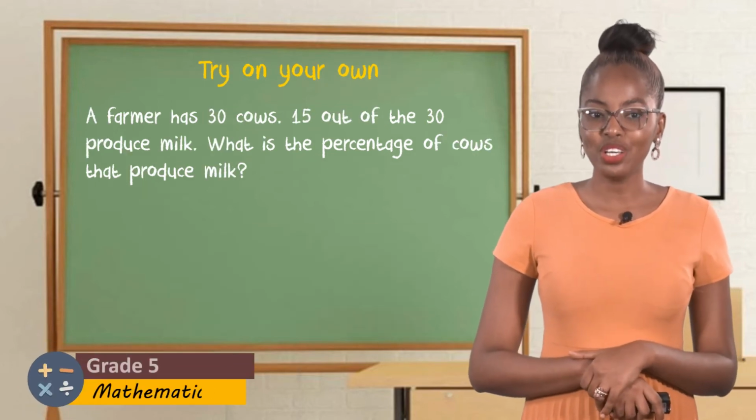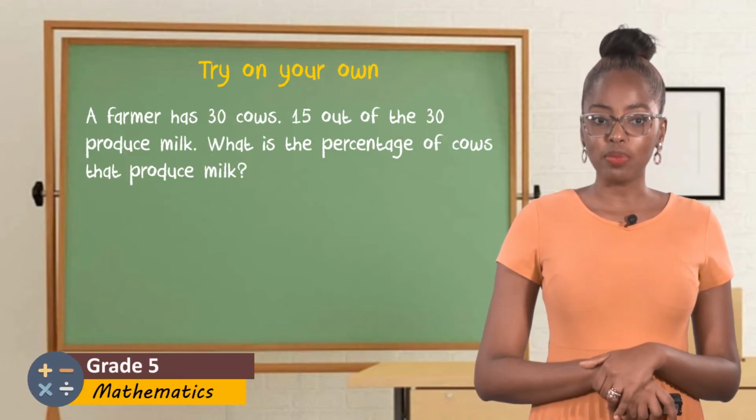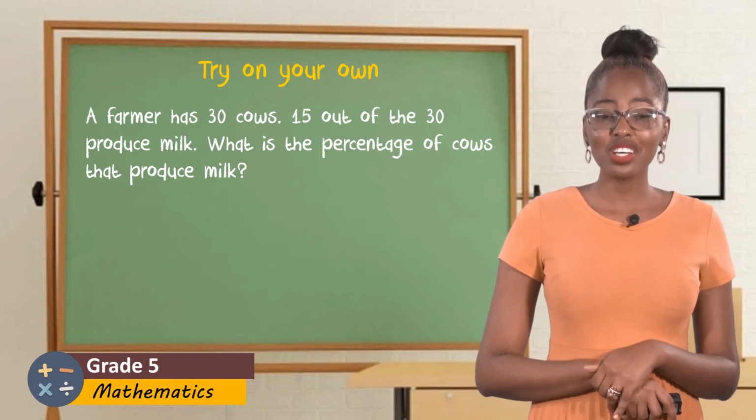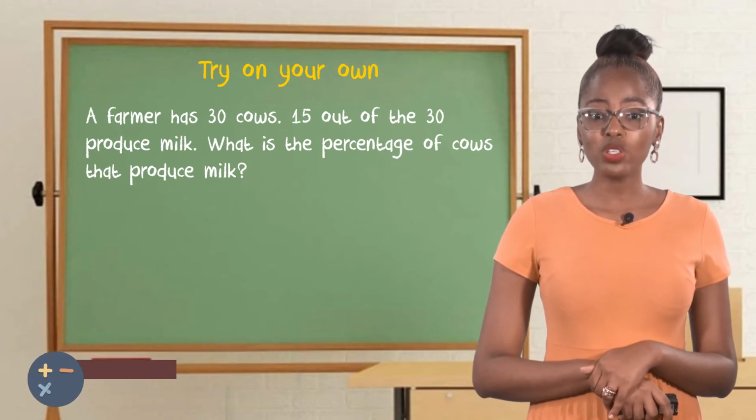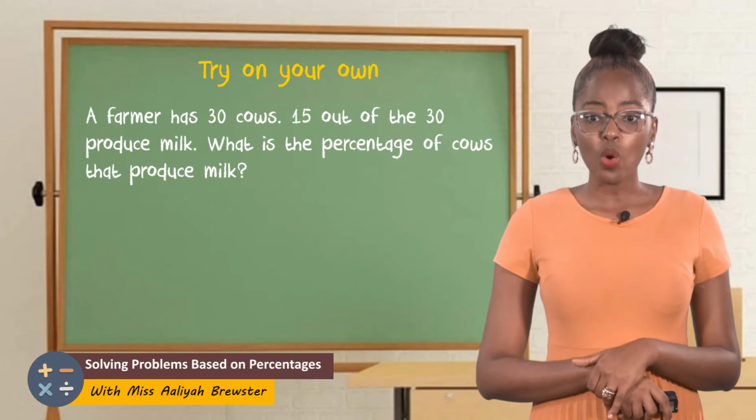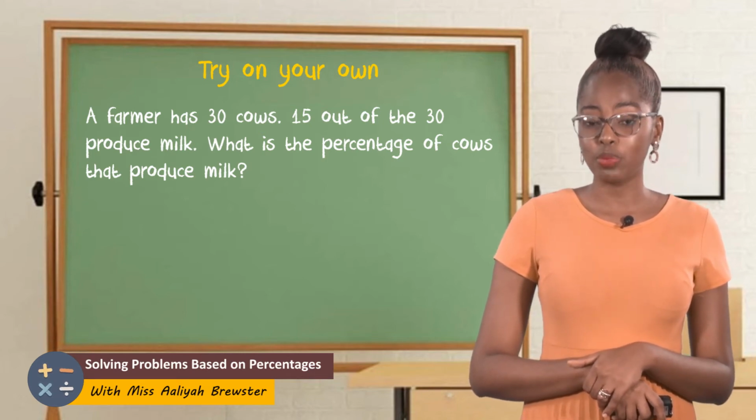Try this activity on your own. Solve these problems. A farmer has 30 cows. 15 out of the 30 produce milk. What is the percentage of cows that produce milk?